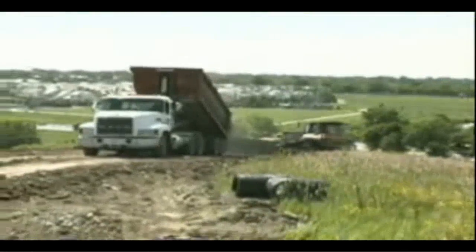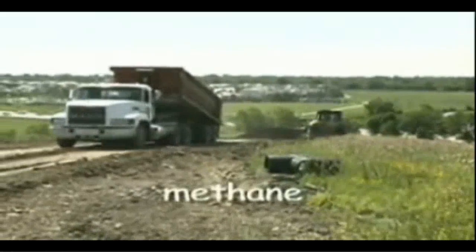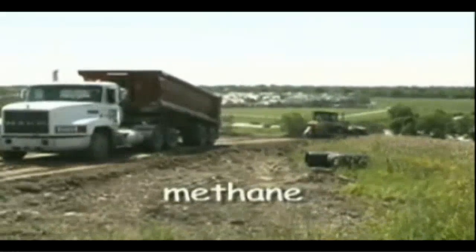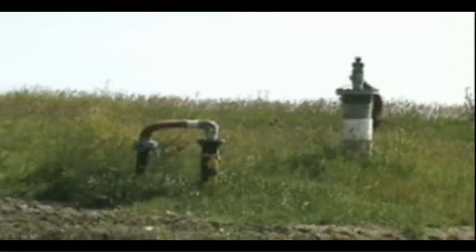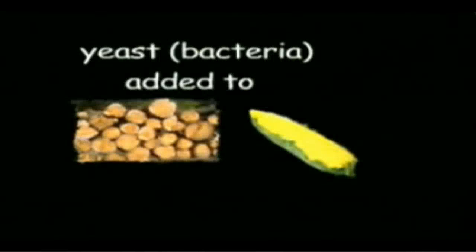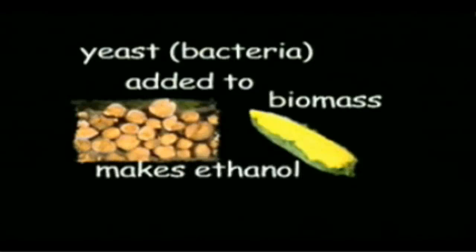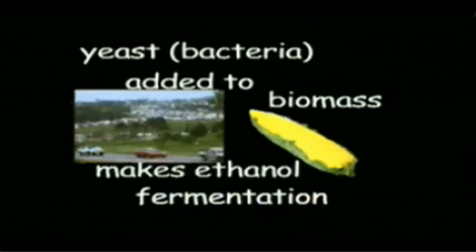When dead animals and plants decay, they give off a gas called methane. Bacteria are responsible for this decay. Methane is a good source of energy. At landfills, wells are drilled to capture the methane gas given off by the garbage and decaying waste. If yeast, which is bacteria, is added to biomass, a fuel called ethanol can be made. This process is called fermentation. This fuel can be mixed with gasoline to power automobiles.